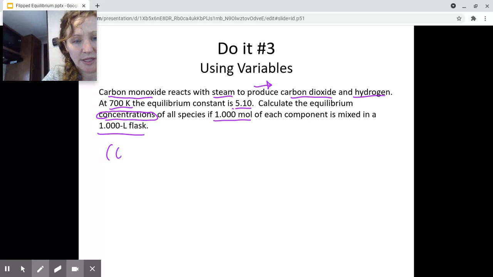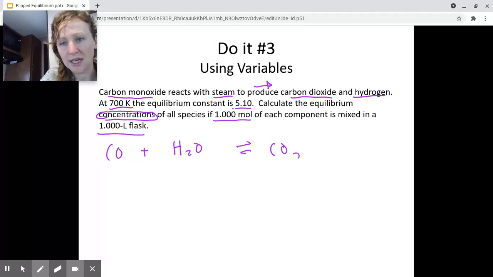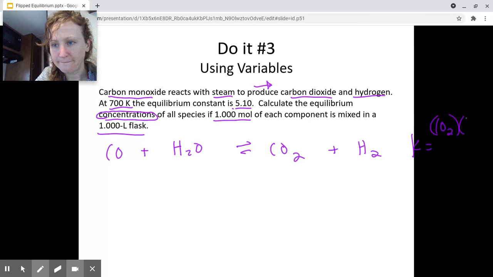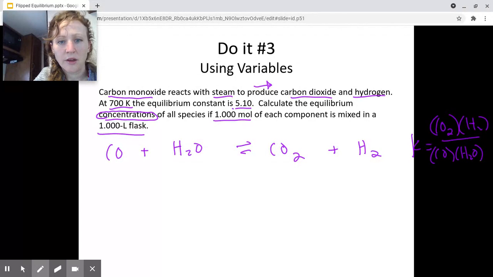So carbon monoxide reacts with steam. Both of those are gases. Carbon dioxide is a gas. Hydrogen is a gas. So everything's going to be in my K equation. Let's balance this real fast. Oh, it is balanced. Okay, and they tell us our K is also equal to 5.10.